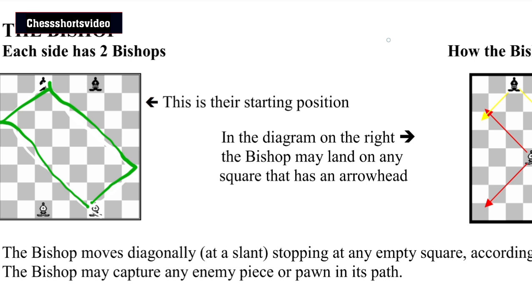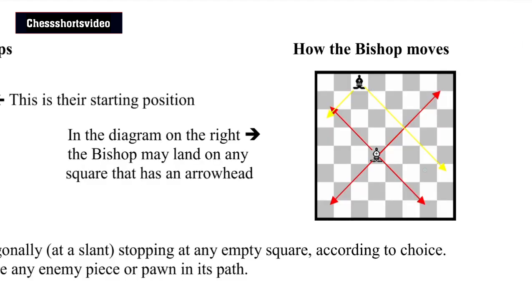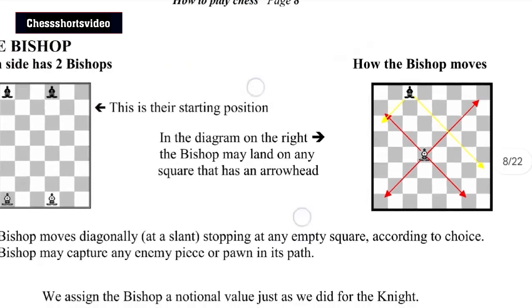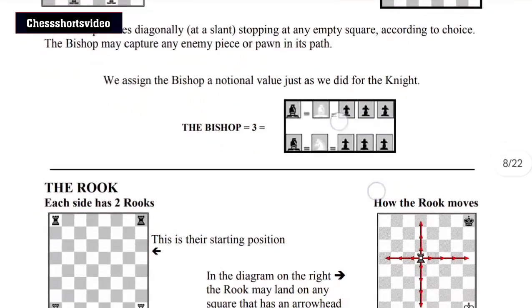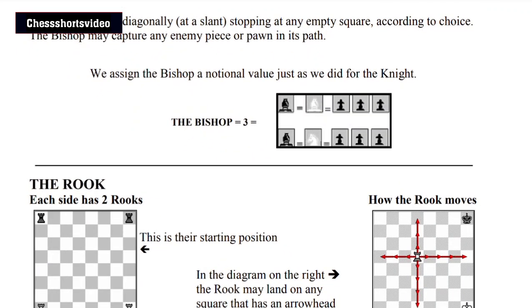Similarly, black pieces also have 2 bishops. So this is basically bishops. You can see the moves of bishop and how they move diagonally. So always remember this point. Now 3 pawns are equal to 1 bishop. It means if you capture a bishop, you capture the equivalent of 3 pawns.